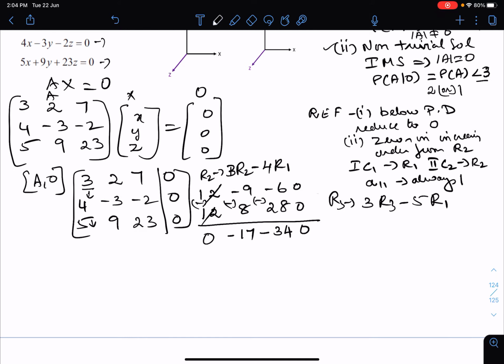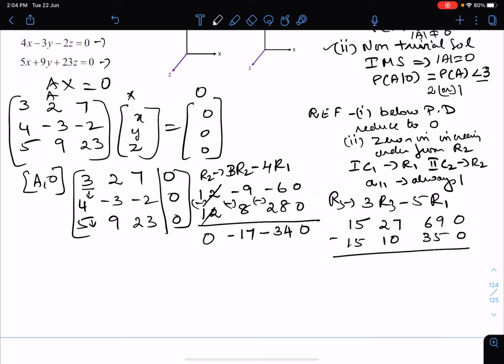Now what about our 3 into row 3? 15. 3 9s are 27. 3 into 23 is going to give you 69 and 0. And now 5 into row 1: 5 3s are 15, 5 2s are 10, 5 7s are 35 and 0. Change your sign, all becomes minus. These are equal and opposite, 0. 27 minus 10 gives you 17 and 69 minus 35 gives you 34 and 0.